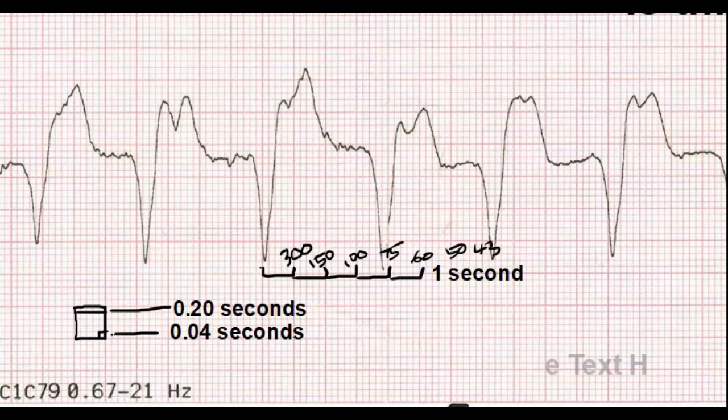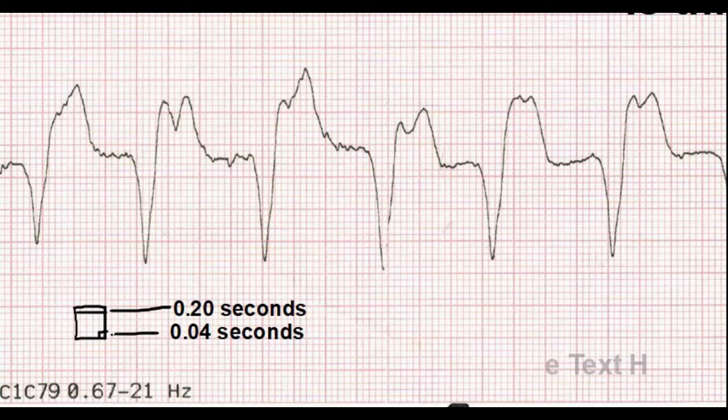So we can take a look here at this QRS complex, which lines up almost exactly, it's a little bit on the inside, but it's almost exactly on this big box grid line: 300, 150, 100, and then you'll notice it's a little bit early. So it's going to be a little bit faster than 75. If I were looking at this rhythm strip in the back of the ambulance, I would come to a conclusion that this is more or less 80 beats per minute for a rhythm.